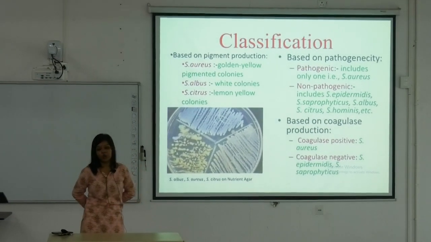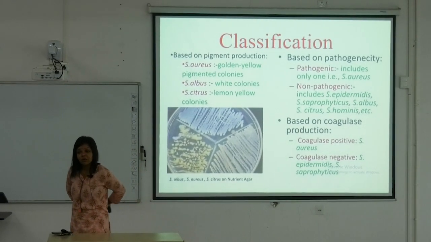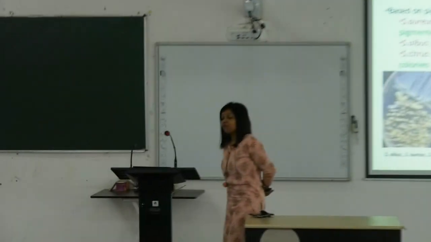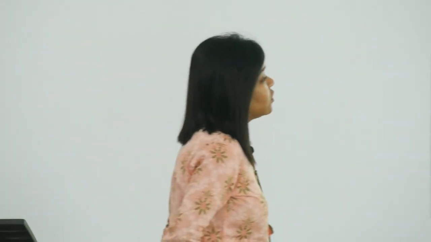based on coagulase production. This is important. Why? Staphylococcus family is divided into coagulase-positive and coagulase-negative. Remember, coagulase and catalase are different. So we first differentiate Staphylococcus and Streptococcus. If a bacteria is given and both seem to be gram-positive cocci, first you have to do catalase to differentiate Staphylococcus from Streptococcus.